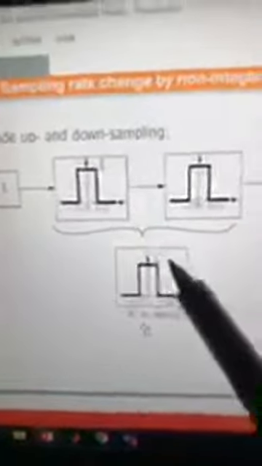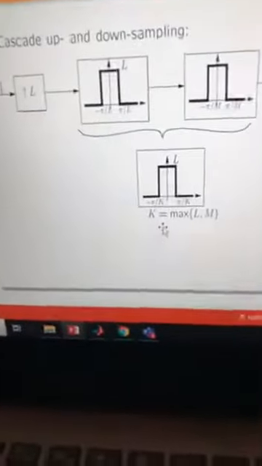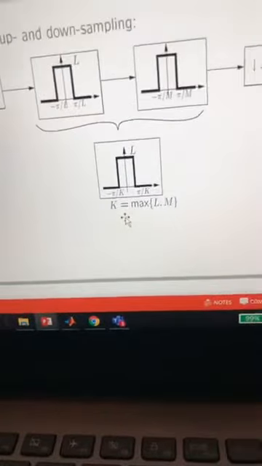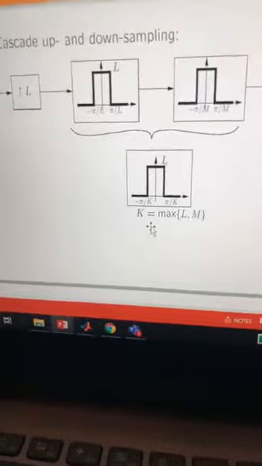So you are changing by L. You have this filter, which is the pi over L filter. Then you have this filter, which is the pi over M filter. Then you have decimation. So it is better that you combine these two filters into one filter, which is the maximum of L and M. So this is our system, which changes the sampling rate by a non-integer factor.